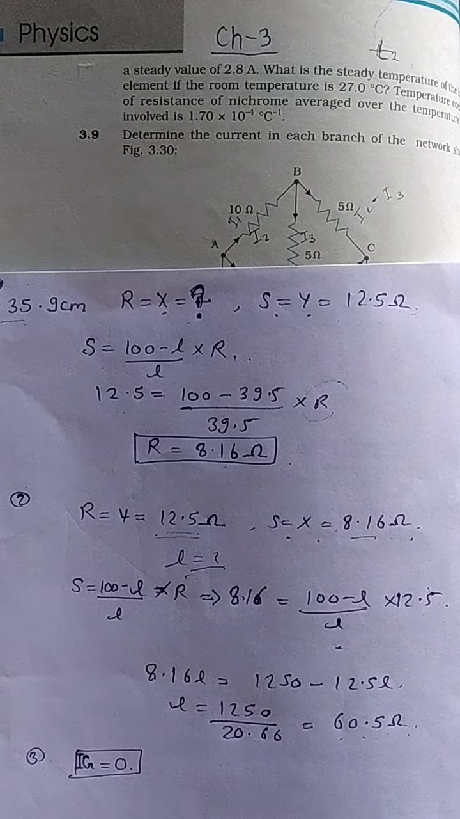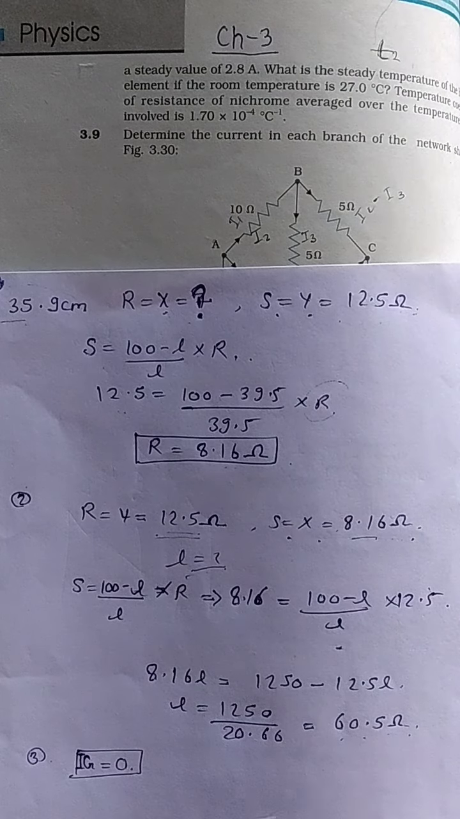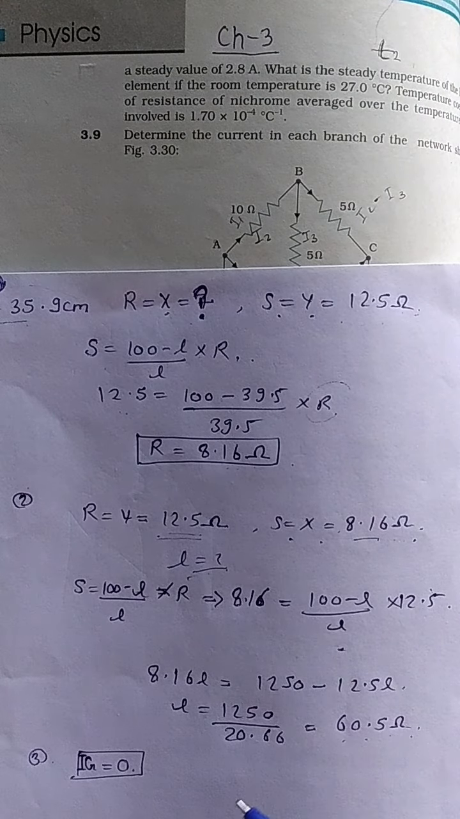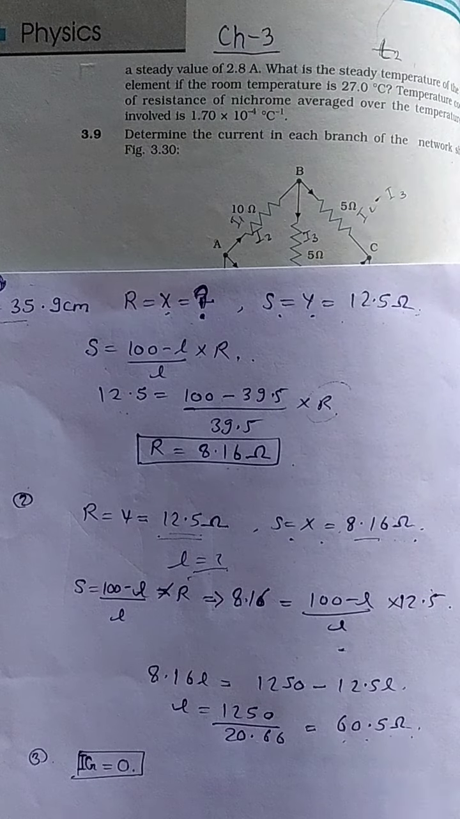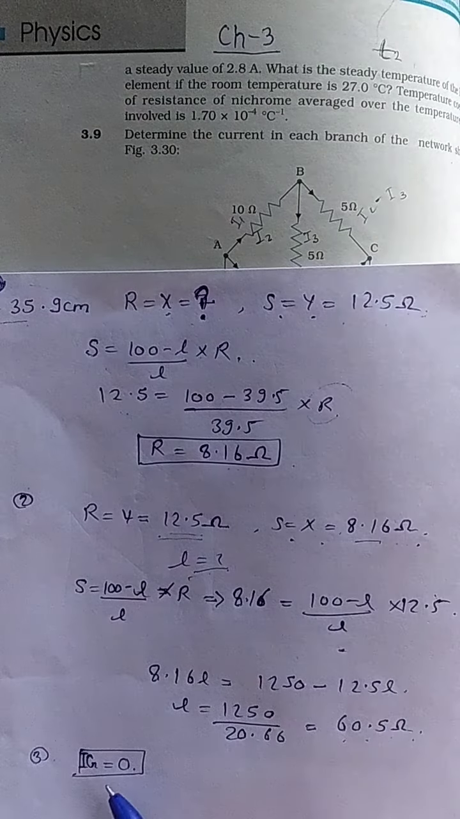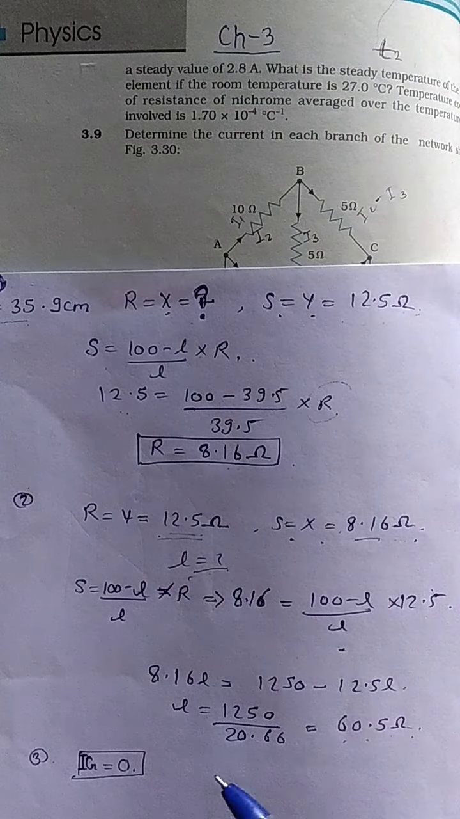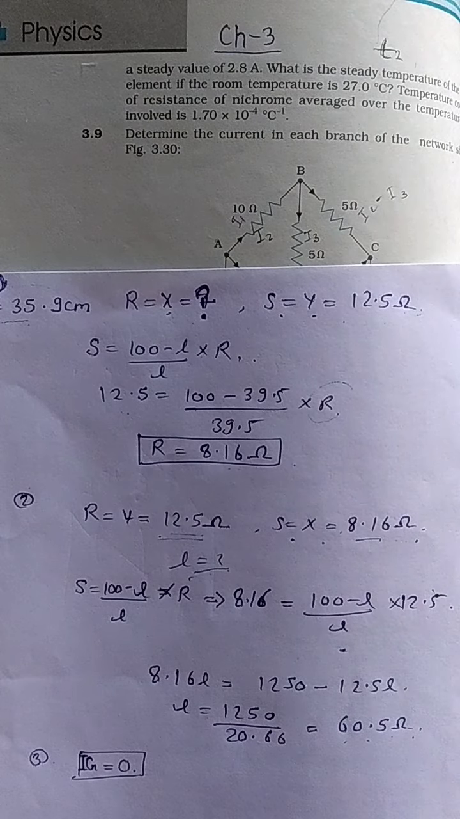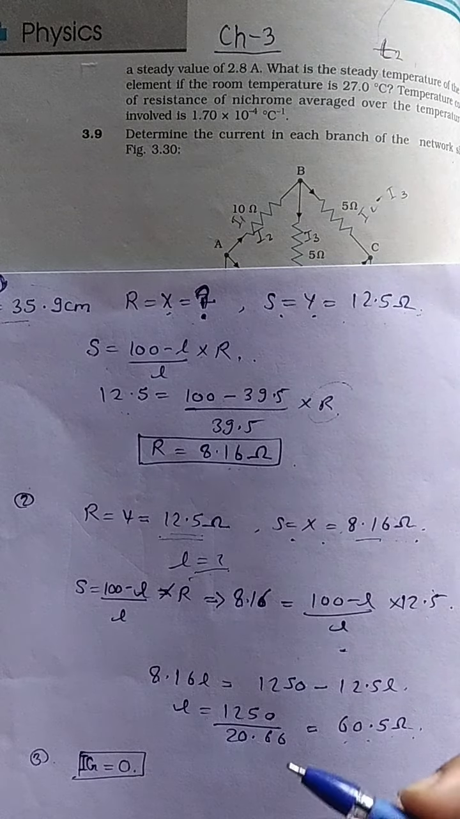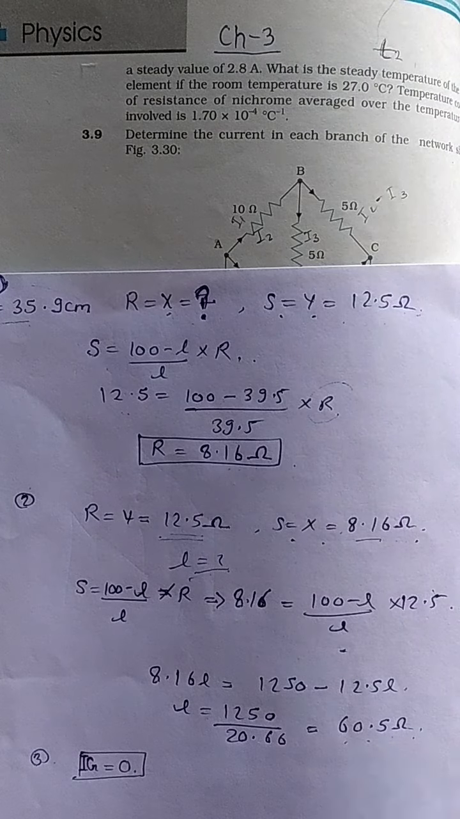The third point of this question is, how is the galvanometer reading affected if the S and R are interchanged? The galvanometer reading shows no deflection because after interchanging the values of S and R, the balance point will also change. At the balance point, the galvanometer shows no deflection.